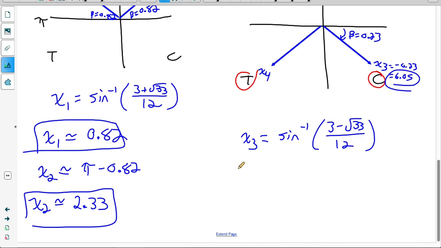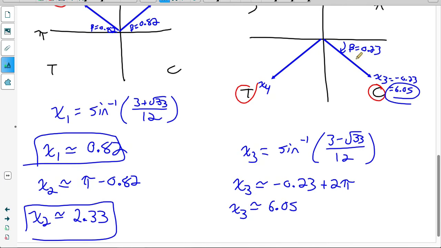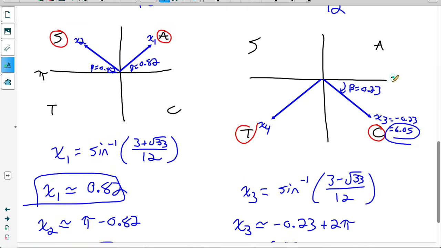So let me write down what the calculator gave us. The calculator gave us an angle of negative 0.23, about. But I actually want a positive angle, so I need something coterminal to that, so add 2 pi to it. And when I added 2 pi to that negative angle, I got 6.05. So 6.05 is the angle between 0 and 2 pi for this terminal arm here. And I should have these angles around the Cartesian grid labeled for you.